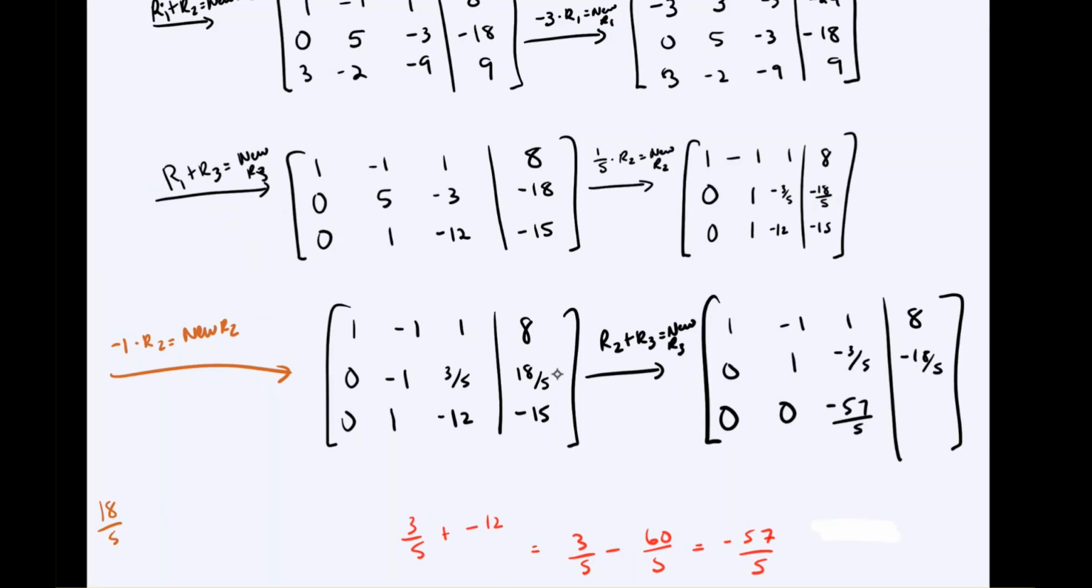So now we need to take 18/5 and subtract 15. So 18/5 minus 15, well, writing that as a fraction minus a fraction, that's 18/5 minus 15 as a fraction over 5, which is 75 over 5. And then when we subtract those, that's going to give us a negative 57 over 5.